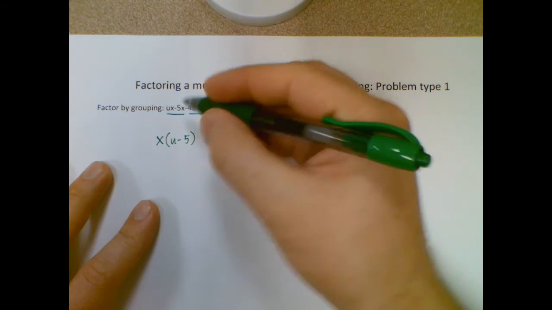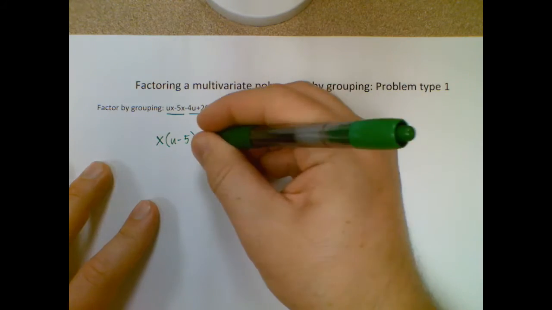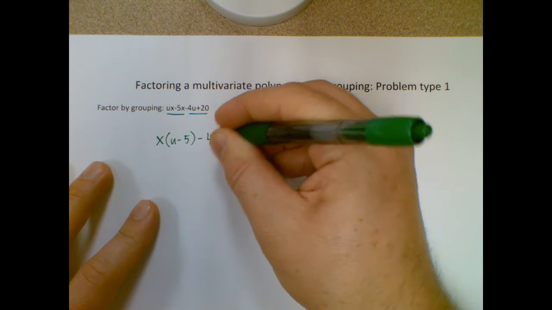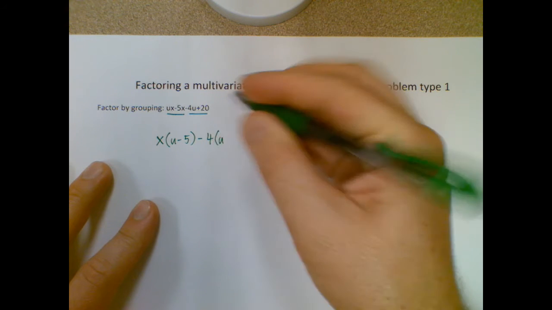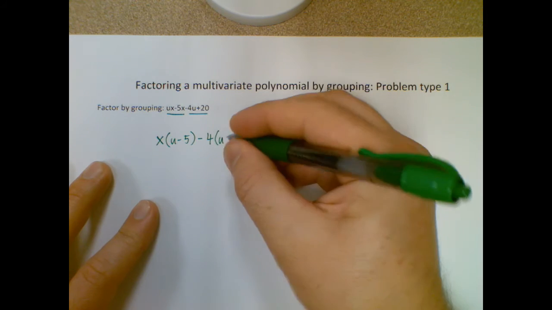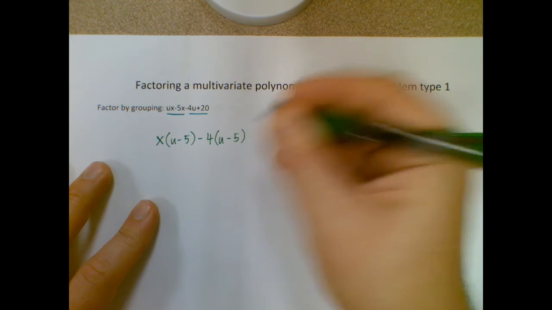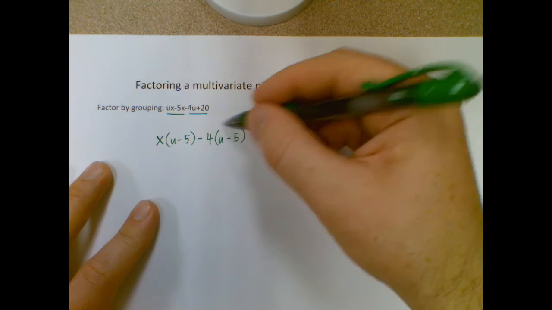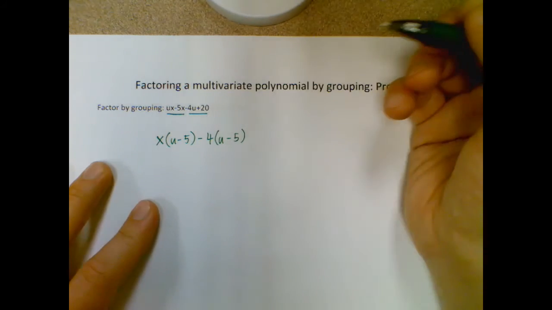Usually your best bet is to keep the negative with the 4 though, so I'm going to pull out a -4. That leaves me with a u, but remember we're factoring a -4 from this 20 then, so that ends up being -5, because when I distribute this back in, I want the two negatives so it turns into a +20.